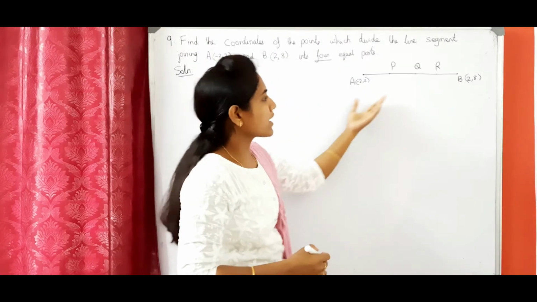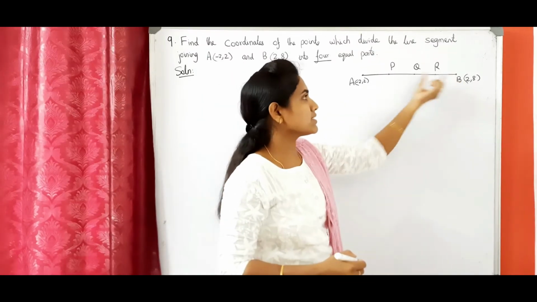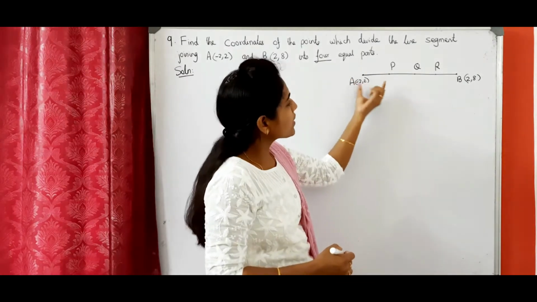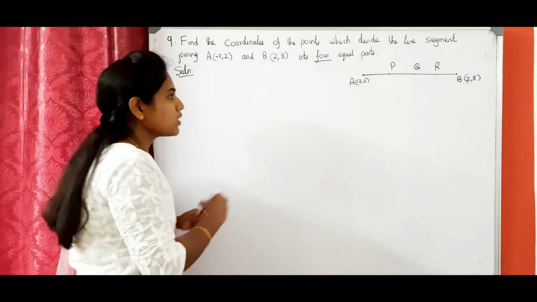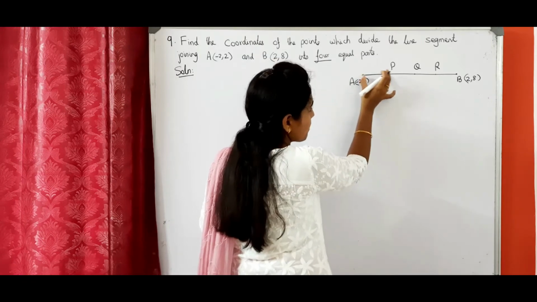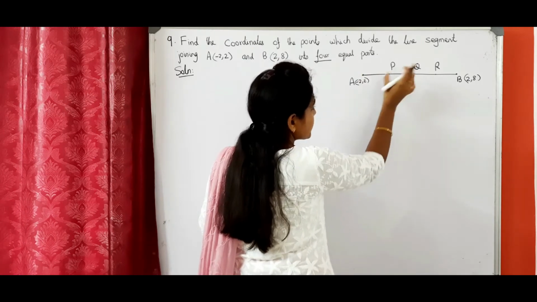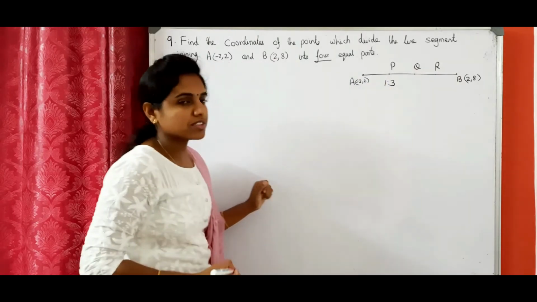Now we need to find the ratio. How can we find the ratio? All are at equal distance, because the parts are equal. So how can we write the ratio? For P, first, how many equal parts? 1. 1 is to the remaining 1, 2, 3. So 1 is to 3.